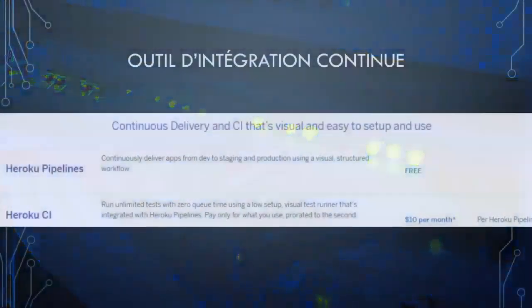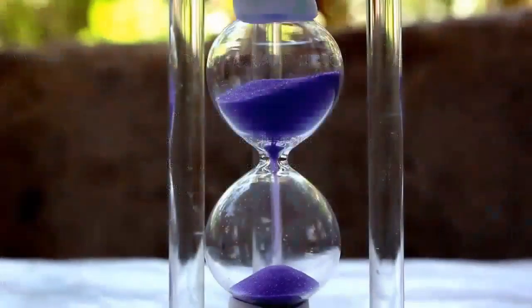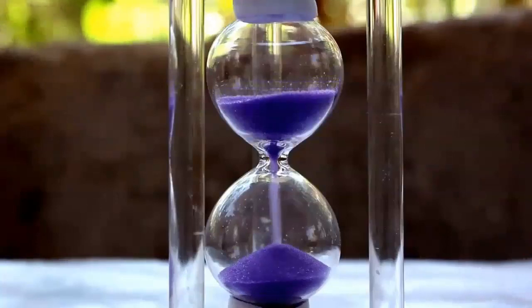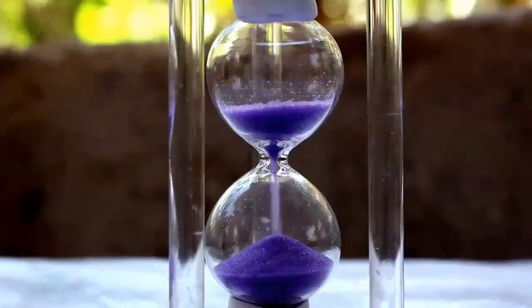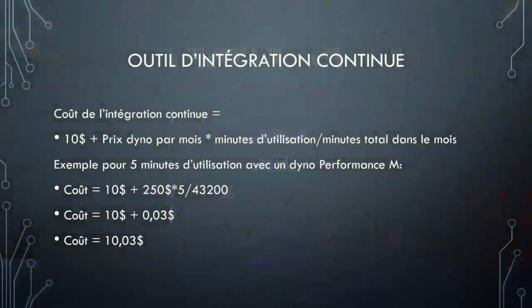To activate this extra testing step, it will cost you an extra $10 per month, but you will also be charged per minute that the dyno is running to perform the tests. The price of the continuous integration tool will cost you initially $10 plus the price of the dyno per month. So depending on the dyno used, the cost will be more or less consequent, multiplied by the number of minutes used divided by the total number of minutes in the month.